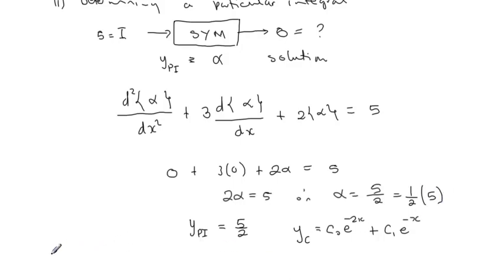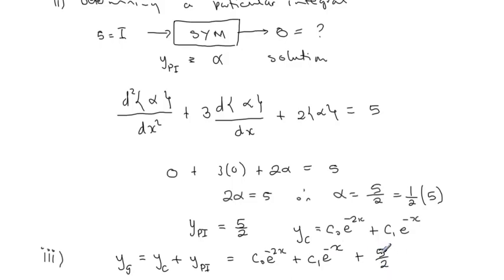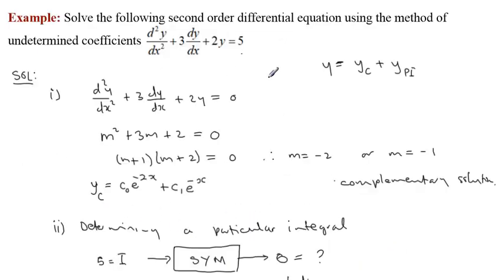So now, the third part of this stage of this work, we need to determine what we call the general solution to the differential equation given, which we're going to write as y general, which is simply equal to y complementary plus y particular integral, which comes up here as C0 e to the power minus 2x plus C1 e to the power minus x plus 5 divided by 2.